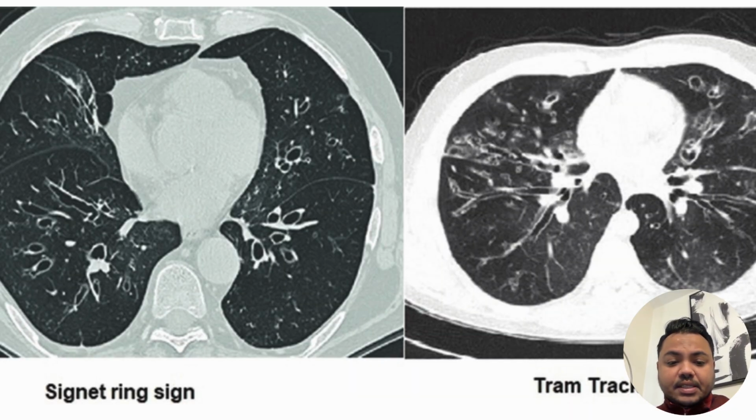Again, typical signet rings here, and you might also hear the term tram-track sign. That is basically, if you follow this non-tapered dilated bronchus, it's like a parallel railway track where you have opacity here and a parallel opacity here surrounding the dilated bronchus, a very classical sign for bronchiectasis.